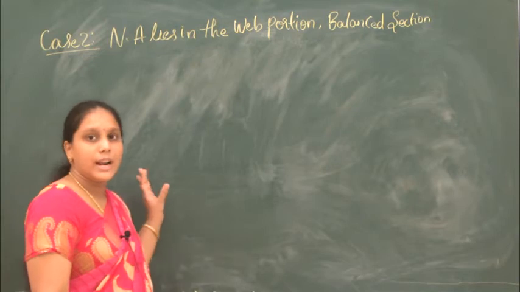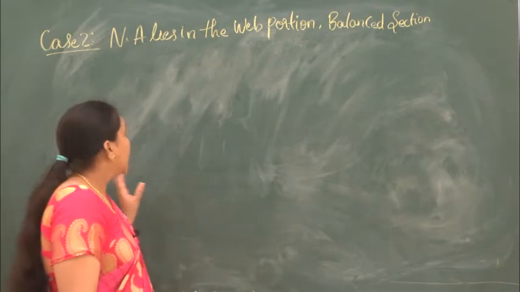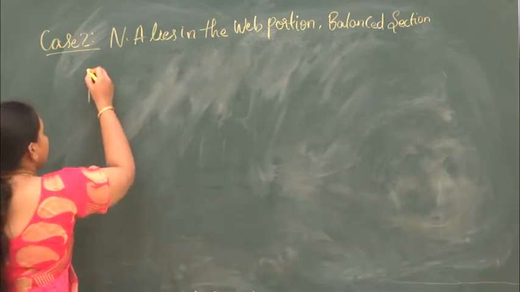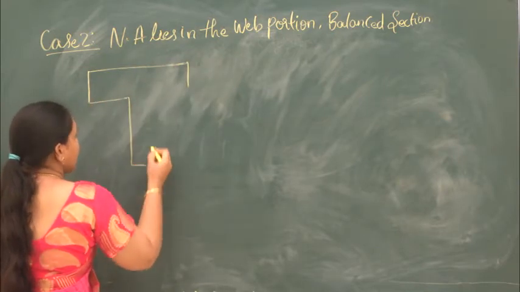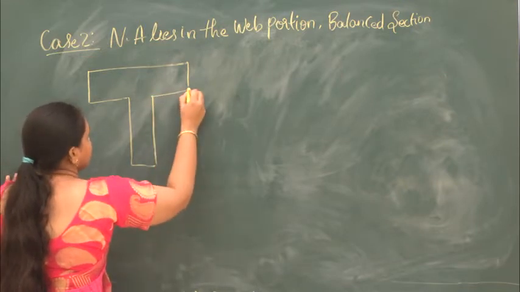So here, for analyzing the flanged beam, I am considering a T-beam section. First let us draw the T-beam section.